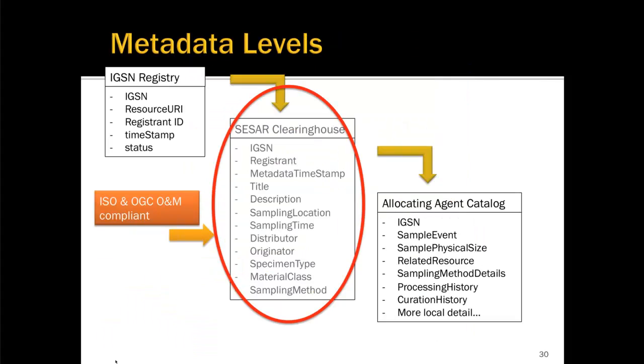With that new structure, the metadata will eventually change. The metadata that are at SESAR right now will stay the way they are, but other allocating agents might provide different metadata profiles, more extended ones, or more customized to other sample types. At the level of the SESAR clearinghouse, there will be a metadata set that is compliant with ISO and OGC standards that we will make accessible.